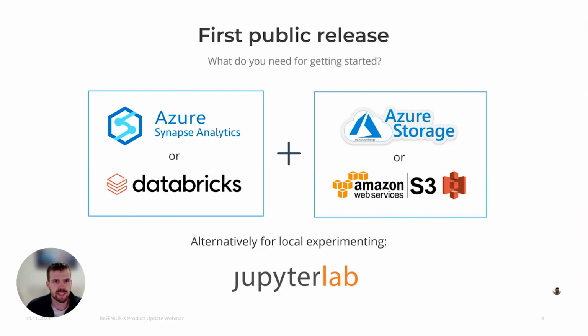Alternatively, if you would like to just experiment with biGENIUS-X and try to deploy the code and execute the code in a smaller range, you can just use JupyterLab. I do this myself for small testing purposes. I have a JupyterLab on my local machine using Docker, where I deploy everything and can just see what happens when I execute the scripts, and this makes things also quite easy.